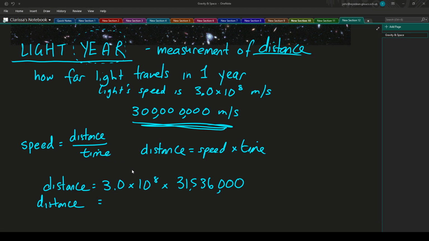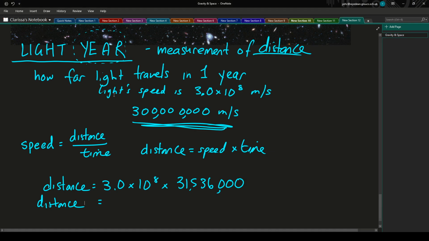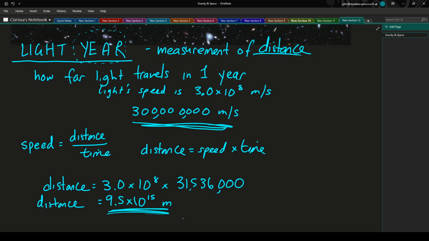Times 300,000,000,000. 9 point, I'm going to round this to 9.5. 1, 2, 3, 4, 5, 6, 7, 8, 9, 10, 11, 12, 13, 14, 15. 9.5 times 10 to the power of 15 meters. So that is how, in terms of converting a light year into meters, that's how many meters it's worth. So you'd be doing 9, 5, and then 14 zeros to get how many meters there are.